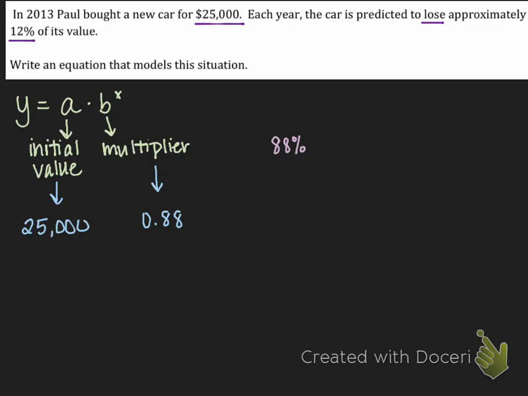Therefore, we can write our final equation as y equals 25,000 times 0.88 raised to the power of x.